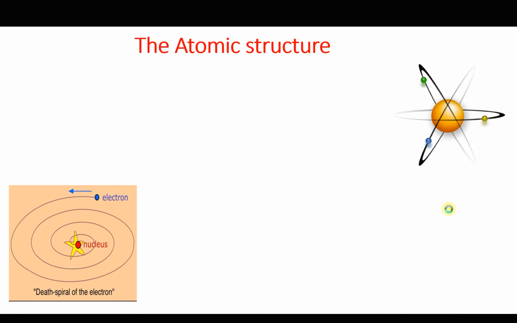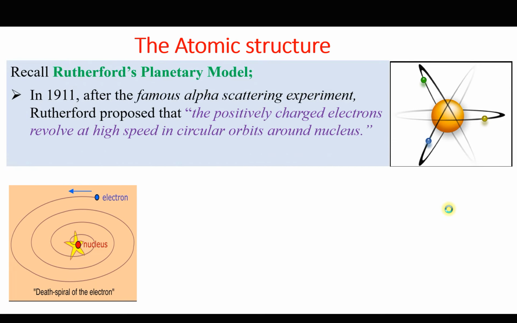So just to remind ourselves of the atomic structure you mentioned in AS physics. You talked about Rutherford's model of the atom. So in 1911, after the famous alpha scattering experiment, Ernest Rutherford proposed that the negatively charged electrons revolve at a high speed in circular orbits around a nucleus.